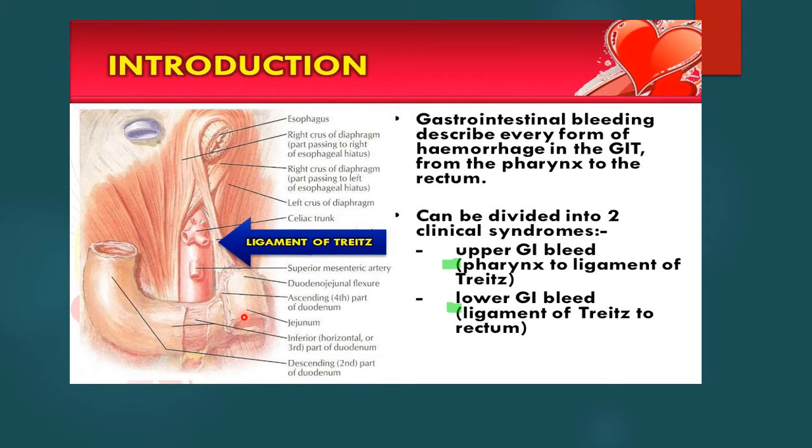Today, we shall talk about the lower GI bleed, which is bleeding from the DJ flexure right to the anorectal region, which consists of the small intestine, large intestine, rectum, and the anorectal region.